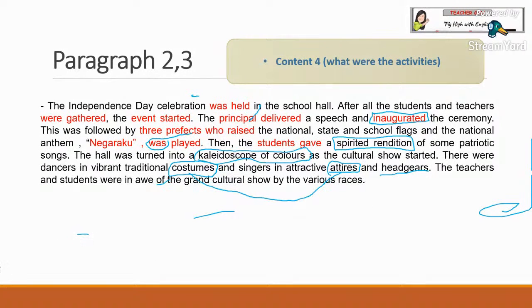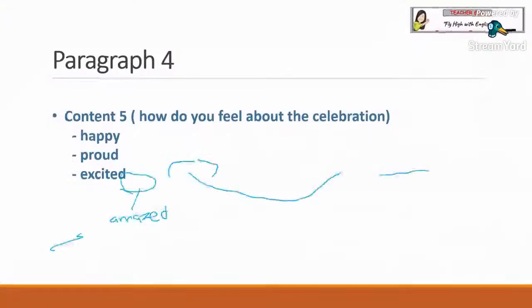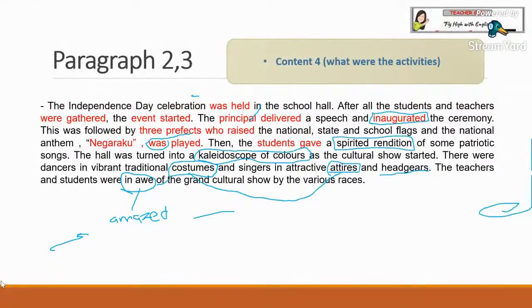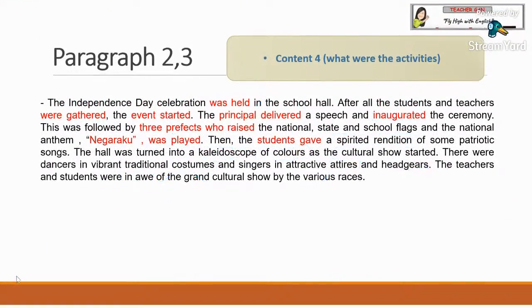Okay, let's look at the next word. The word in awe. In awe here means surprise, amaze. Okay, well, if I put it, I can say amaze, kagum. Okay, if you don't want to use the word in awe, it is amaze of the grand cultural show by the various races. Okay, that's all. That's paragraph 2.